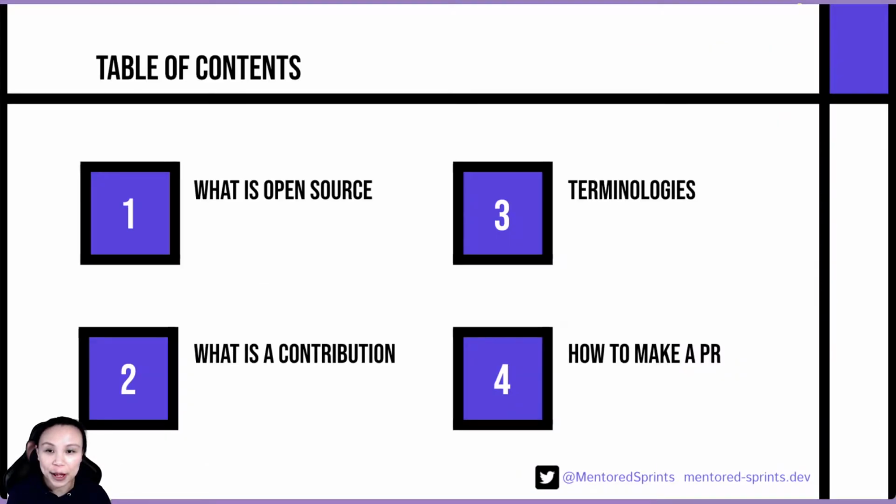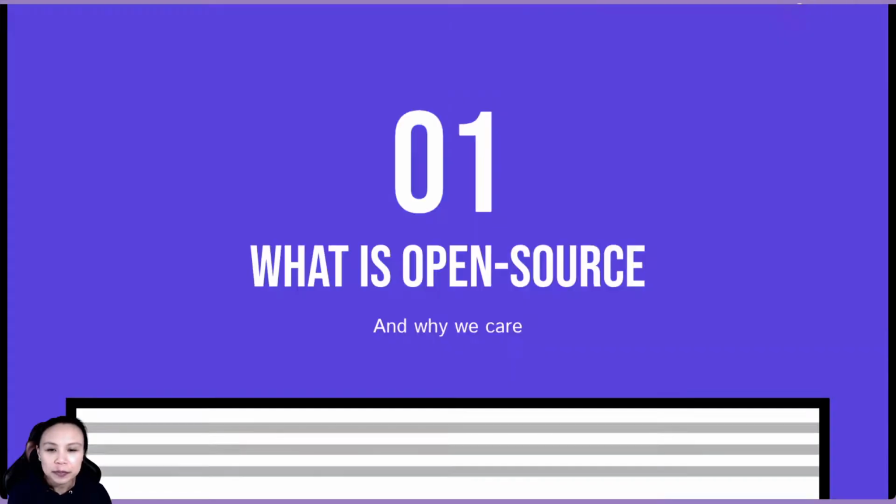So, we've got a few topics to cover in this section. First of all, what is open source, and then what is a contribution? What counts as a contribution? There is some terminology that we use in the open source world, so hopefully it will help you get familiar with what we are talking about. And in the last section, we will talk about how to make a pull request. So what is a pull request? I'll tell you, and hopefully you'll try to make your first pull request as well.